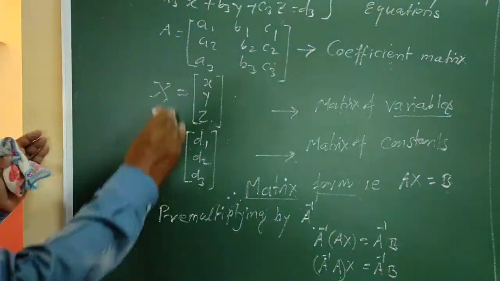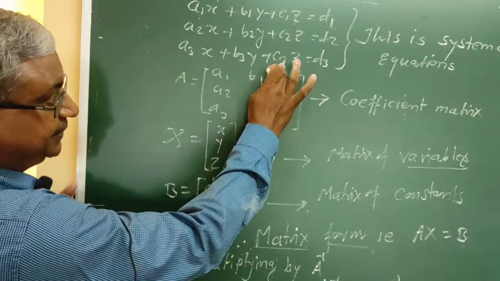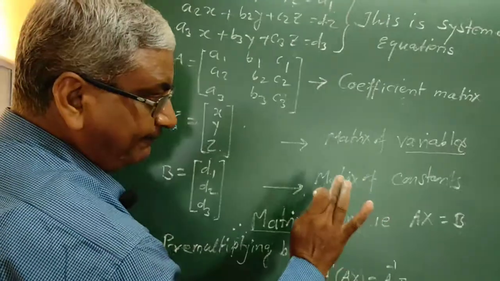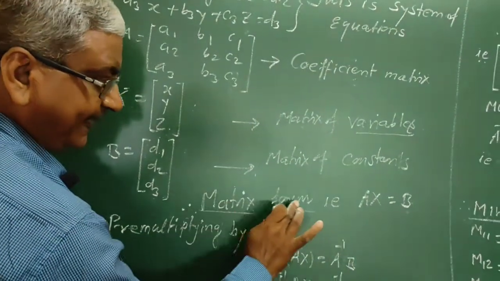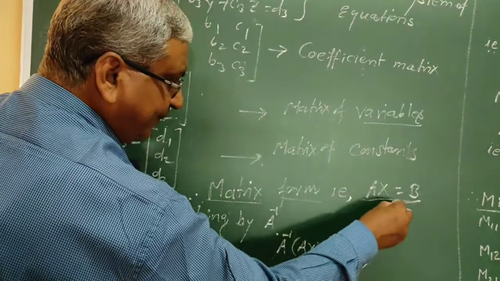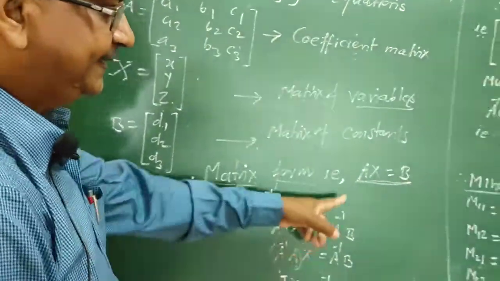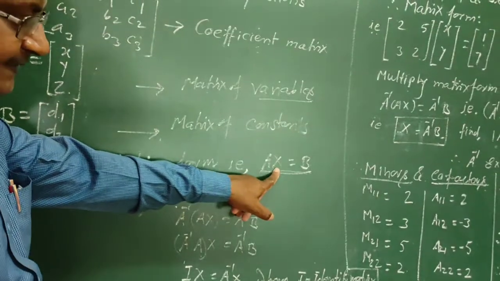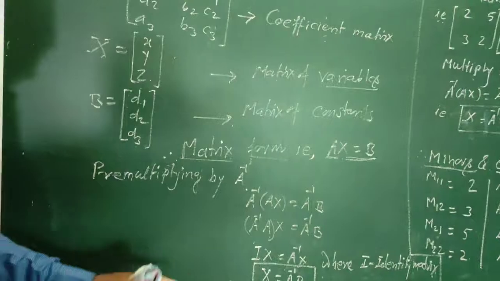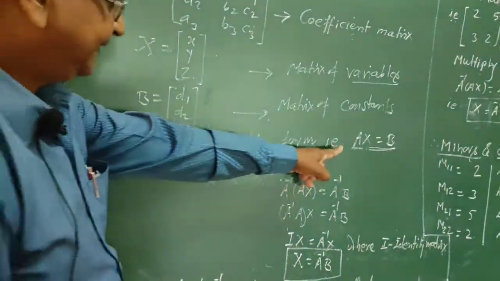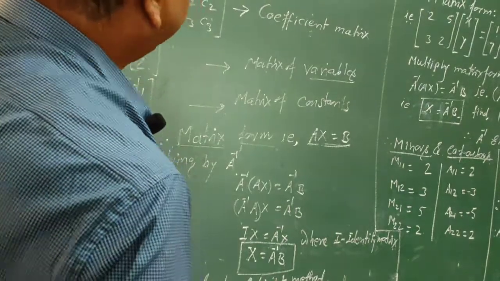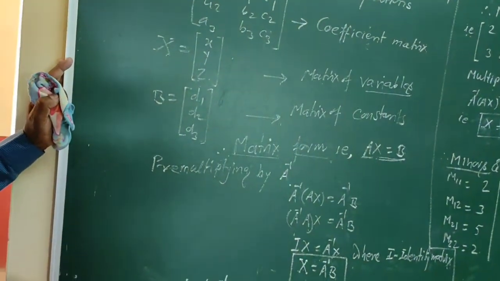Now, this complete system of equations has been written in matrix form, that is written as AX is equal to B, meaning A is the coefficient matrix, X is the matrix of variables, and B is the matrix of constants. Sometimes this matrix form carries 1 mark. So AX is equal to B.